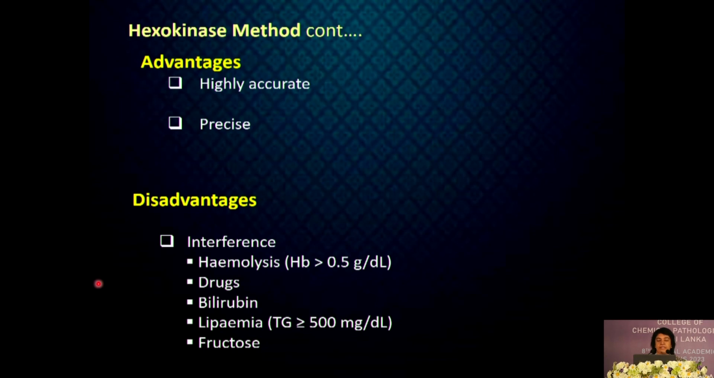When we look at the disadvantages, it can be interfered with by many substances. The hemolytic sample is unacceptable because the phosphate esters and enzymes released from the red cells will interfere with the assay. Other sources of interference are drugs, bilirubin, lipemia, and fructose. In a fasting sample, fructose concentration is minimal. Therefore, in a fasting sample, fructose interference is not a problem.